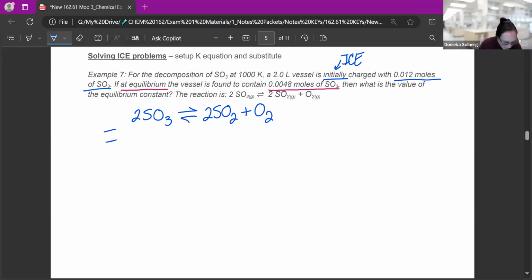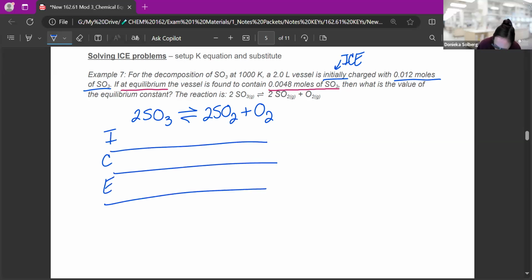And then I go I, C, E. And then you separate each substance. Okay. Now they're all gases, they're all included, they're all important. So I'm going to put in the information that I do have for my ICE table.